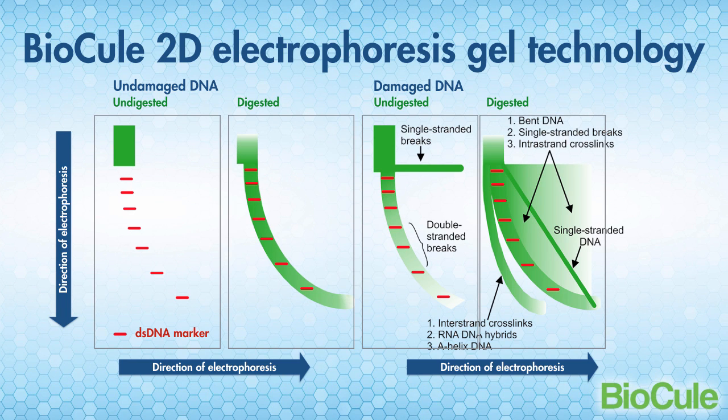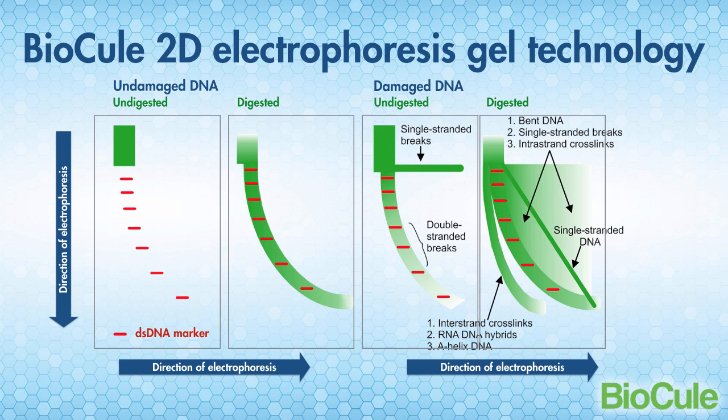To get a better view of what's going on, we can run a digested sample in parallel. DNA with double-stranded breaks still runs along this path with the ladder, but we can also see a variety of other types of damage. Running to the left of the ladder, we see interstrand crosslinks and alpha helix DNA. When working with cDNA samples, this is also where we would see DNA-RNA hybrids.